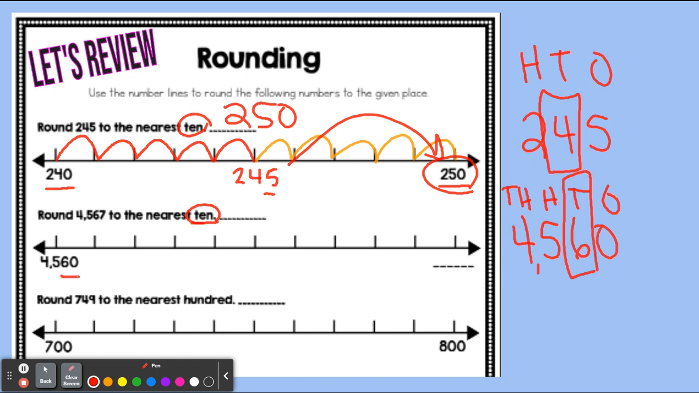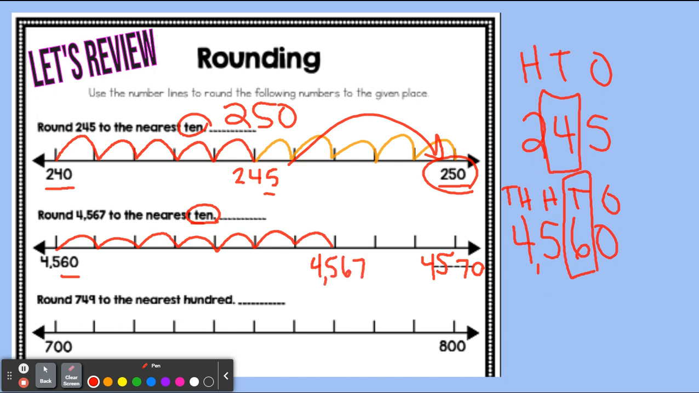And then if I go to the next 10, that would be 4,570. Now I need to find where 4,567 is. Every time we jump, we're going up by 1 again, and I can check it, and that's true. So to find where that is, I'm going to go 7 more: 60, 61, 62, 63, 64, 65, 66, 67. So 4,570.